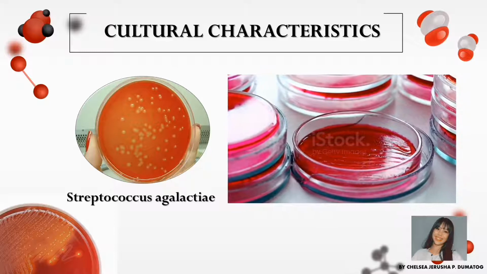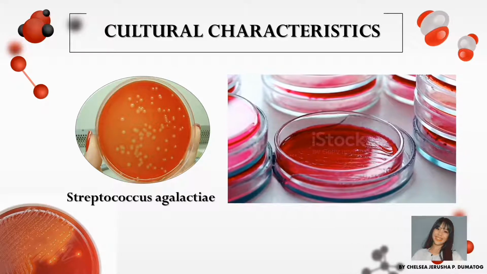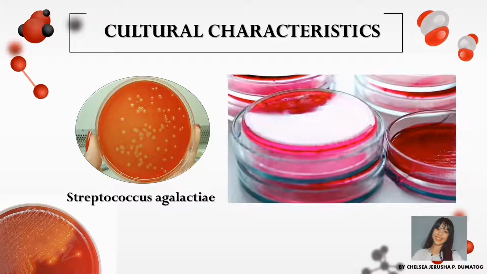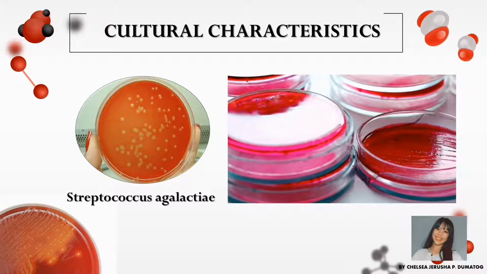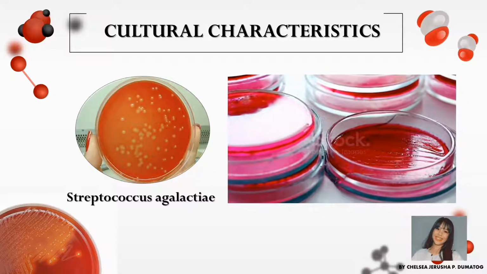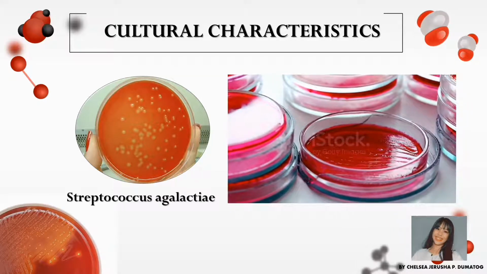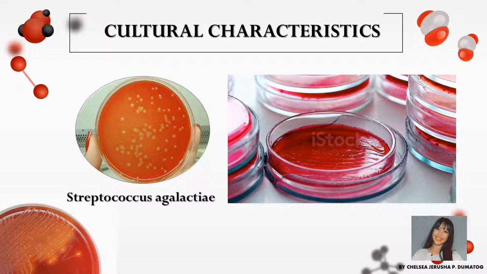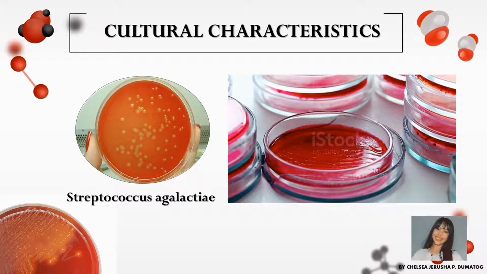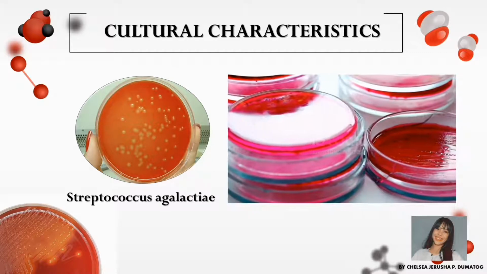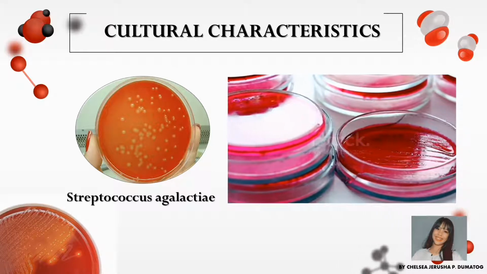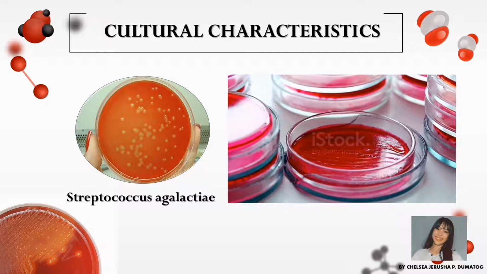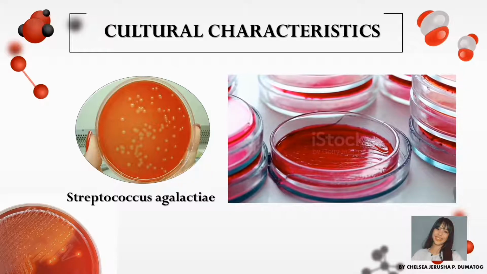For the cultural identification of Streptococcus agalactiae, it is also isolated on sheep blood agar. Colonies are medium in size, flat, with entire margin, translucent or opaque, smooth, and non-pigmented. The medium is incubated for 18 to 24 hours at 35 to 37 degrees Celsius. Most often, the colonies show a narrow zone of beta-hemolysis for about 95% to 99% of clinical isolates. However, non-hemolytic colonies may also rarely be observed.